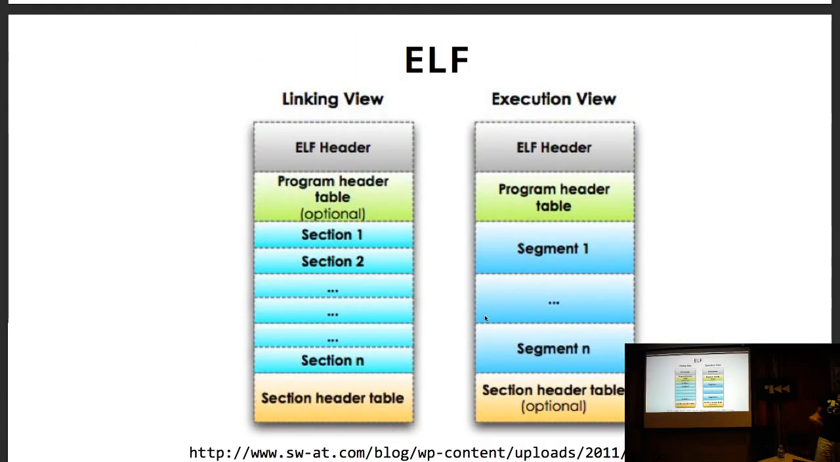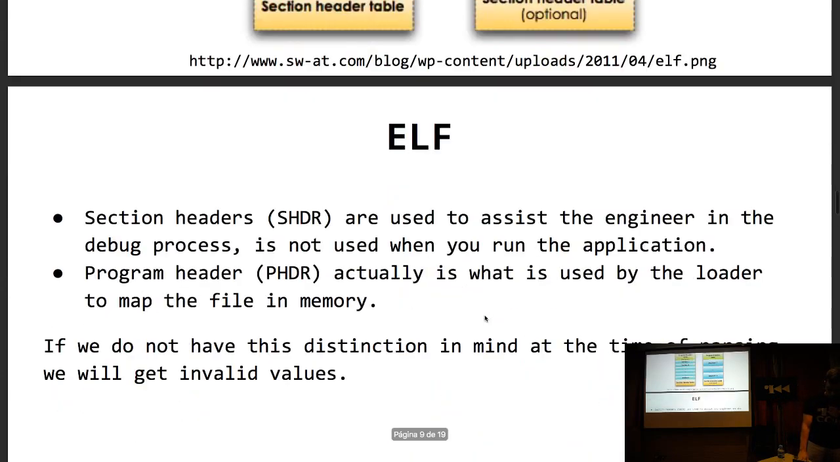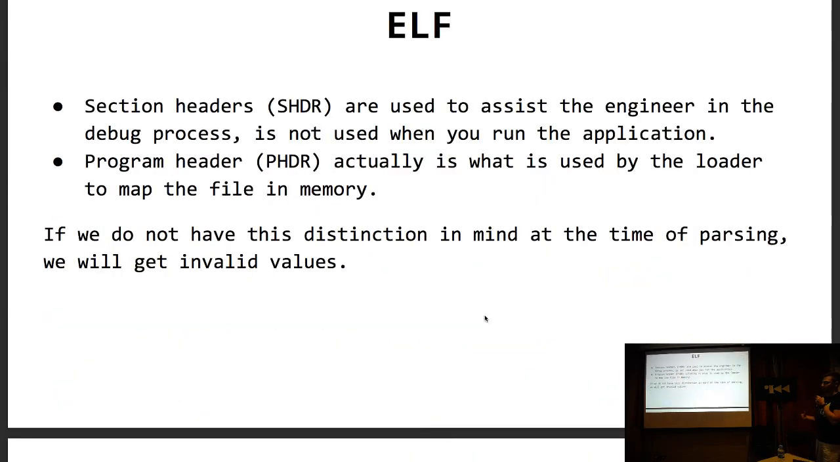ELF is the binary format used in Linux systems to execute binaries, and it's basically made up of an ELF header, followed by a program header table with segments that are going to be mapped in memory, and a section header table. The tricky thing about ELF is that section headers are normally used to assist the engineer when debugging, to give you valuable information, but they're not used when you run the binary. What is used instead is the program headers. So if we don't have that distinction in mind, we can get the wrong output in Radare.